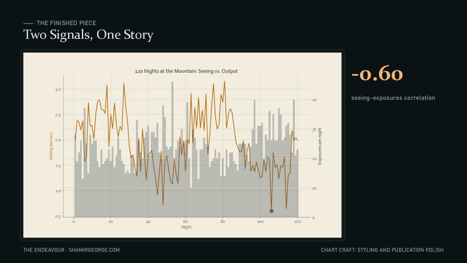Seeing climbs past 2.7, exposures collapse below 20. That relationship was always sitting there in the data. It just took 5 deliberate fixes, starting from Matplotlib's ugliest defaults, to actually make it visible at a glance.